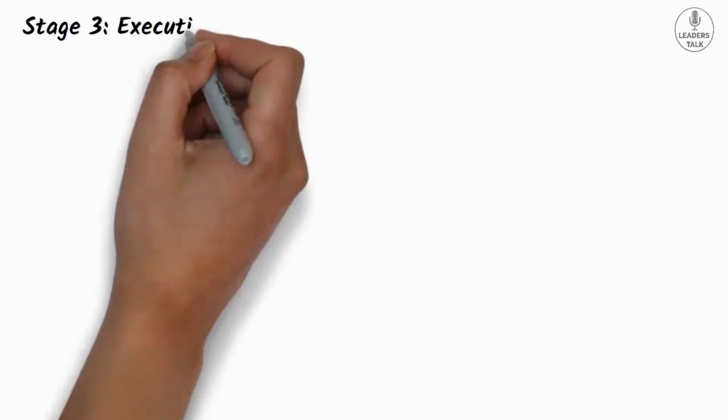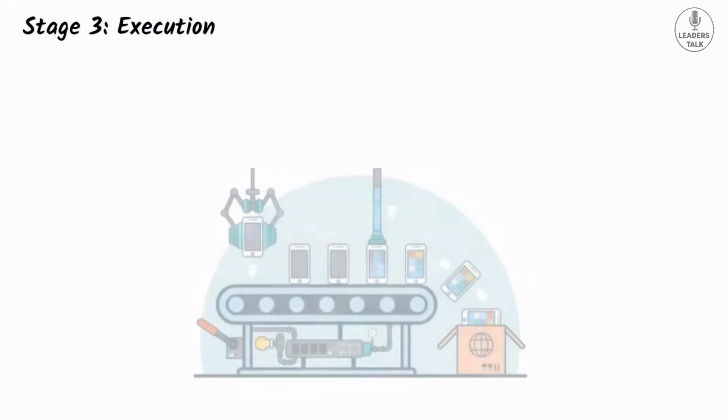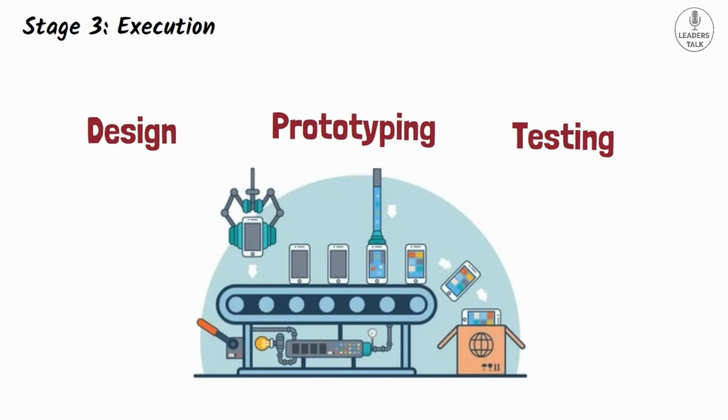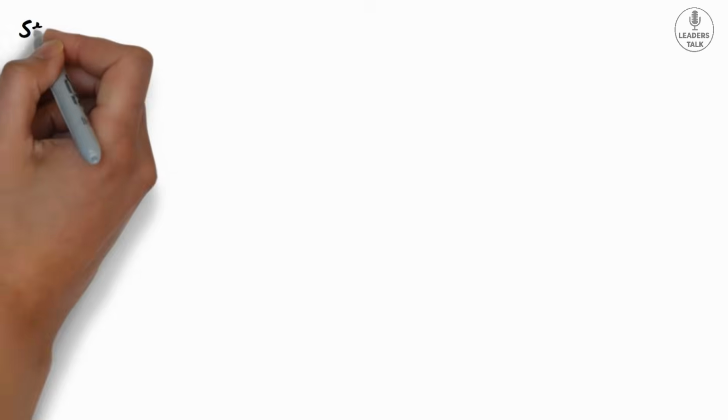Stage 3. Execution. In the execution phase, the product development process begins, involving the design, prototyping, and testing of the smartphone. Manufacturing processes are initiated, and the product is prepared for mass production. Stage 4. Monitoring and controlling.